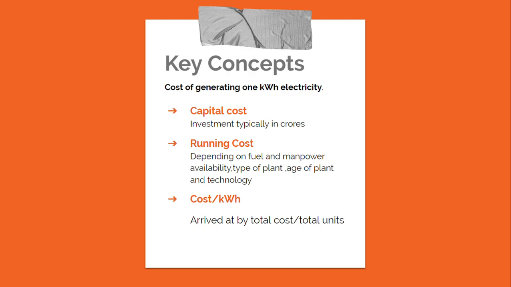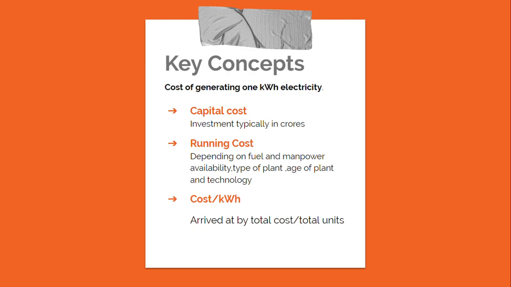It would depend also on the type of the plant. If it is a coal-based power plant, it would have a different running cost. If it is a hydroelectric power plant, it would have a different running cost. It also depends on the age of the plant. If it is an old technology, old plant, the running cost would be different. Why? Obviously because the efficiency of older plants would generally be lower. If the efficiency is lower, the fuel consumption would be more.